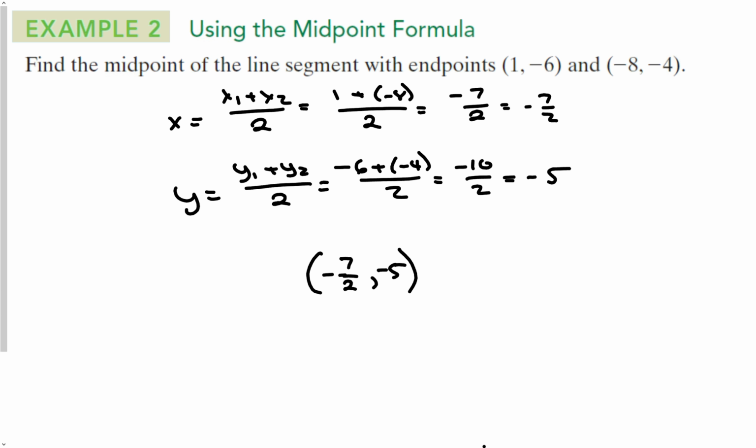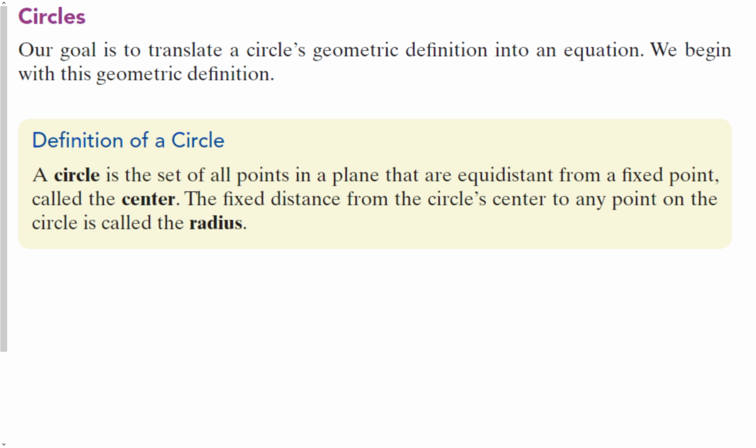Let's now jump in to the equations of circles. Okay, so our goal first is to translate a circle's geometric definition into an equation. So the geometric definition of a circle is the set of all points on a plane that are equidistant from a fixed point called the center. The fixed distance from the circle center to any point on the circle is called the radius.